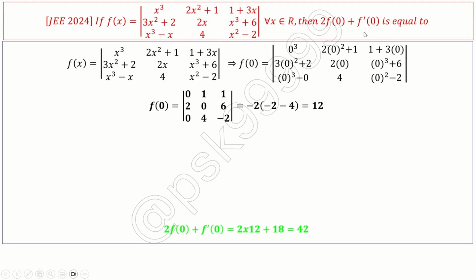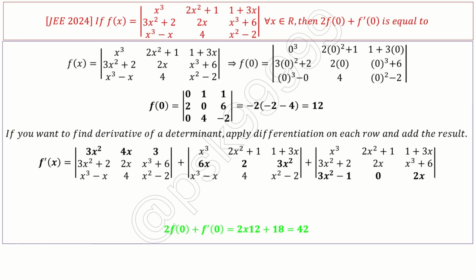For f dash 0 I need f dash x. So how do you get f dash x? You need to find the full expression, simplify it, and then find f dash x. So there is another way. If the function is given in matrix determinant form, then you can get f dash x by differentiating row-wise and summing up.